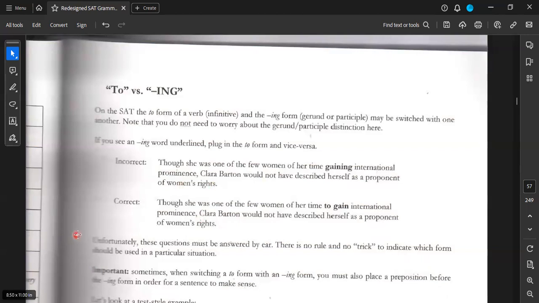So there's this claim that's here. Like I said, this might be one of the weirdest SAT topics, right? Because we're used to structure, but as you can see right here, it says, unfortunately, these questions must be answered by ear. So there's no rule and there's no trick to indicate which form should be used in a particular situation. That's at least what I'm going to tell you.